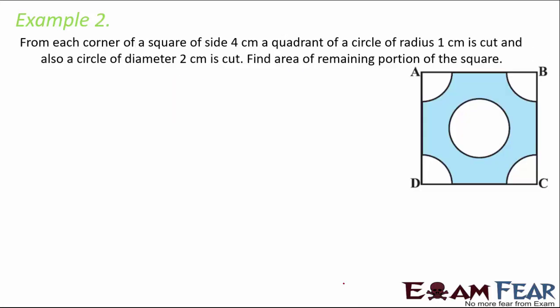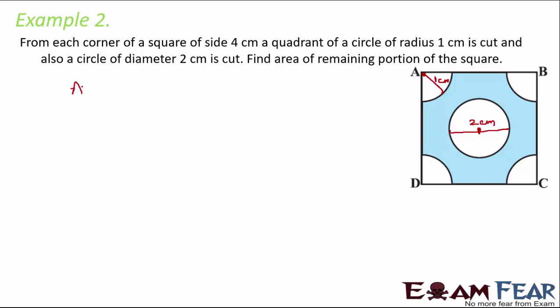Let's look at the next question. From each corner of a square of side 4 centimeter, a quadrant of a circle of radius 1 centimeter is cut. That means if you look at this, the radius is 1 centimeter. And also a circle of diameter 2 centimeter is cut. So this is a circle of diameter 2 centimeter. Find the area of the remaining portion of the square. Basically you will have to find this blue shaded region. So how will you find that out?